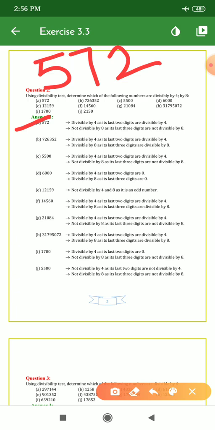Now for checking for 8, because आपको 2 number के लिए divisibility test check करना है. Now, not divisible by 8. Why? Because its last 3 digits are not divisible by 8. Simple thing is that you have to learn the rule. Okay, so now we proceed.